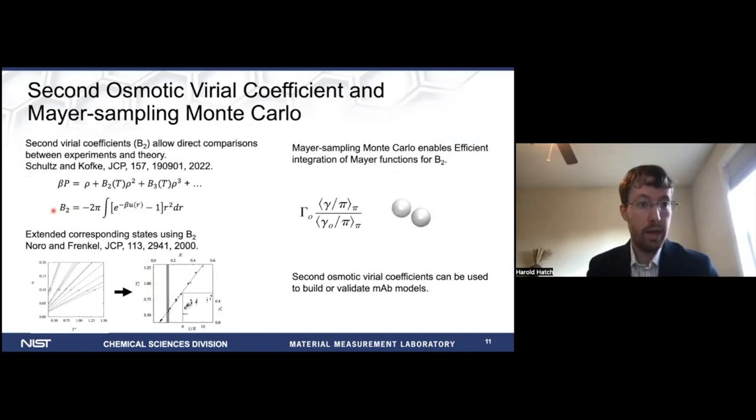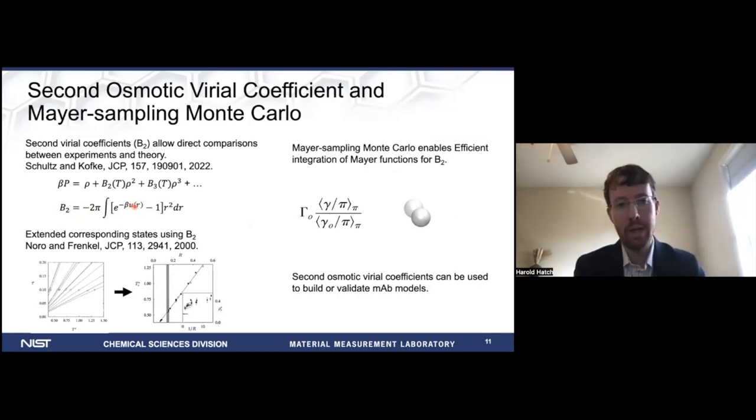This is the formula for the second virial coefficient of an isotropically interacting particle, where U of R is the interaction as a function of separation distance. So you can see that it's essentially an orientationally averaged metric for the interaction between two particles. And it's very readily calculated in theory and simulation, as well as measured in experiment. So it's a very nice direct comparison between the simulations and theory and experiment.